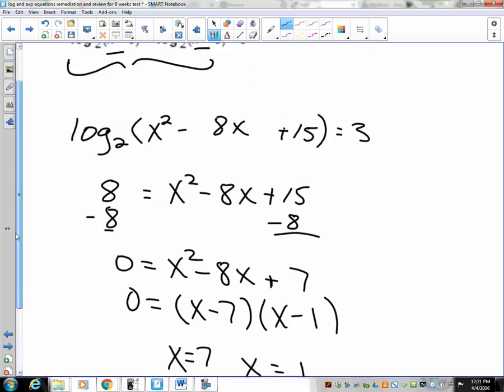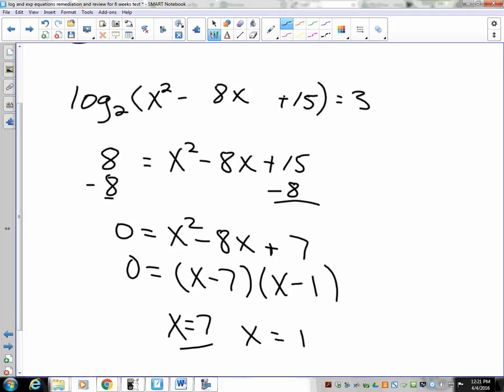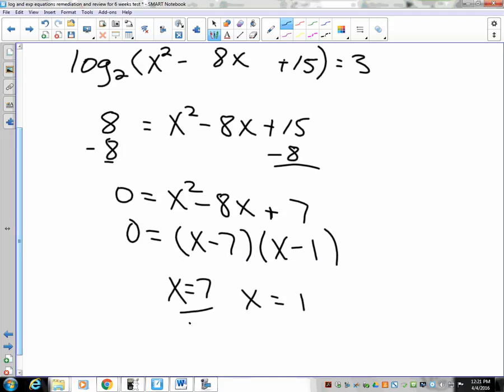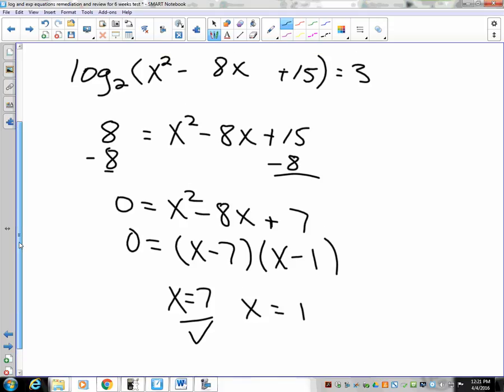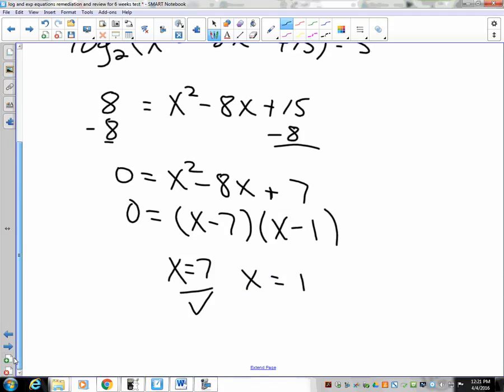So go back to the logarithm. x minus 3 and x minus 5 have to be positive. Now, if x is 7, would x minus 3 and x minus 5 be positive? Yes, they would be positive, so that one's okay. But if we put 1 in, 1 minus 3 would be negative 2, so it would be negative there. So what do we do with 1? X it out. It's extraneous. So circle this one, X that one out.